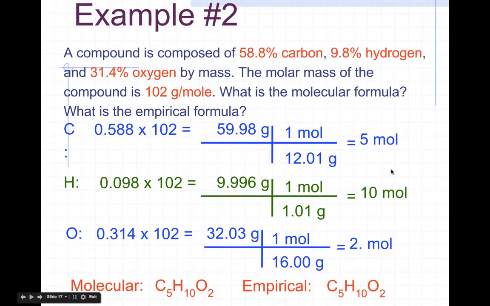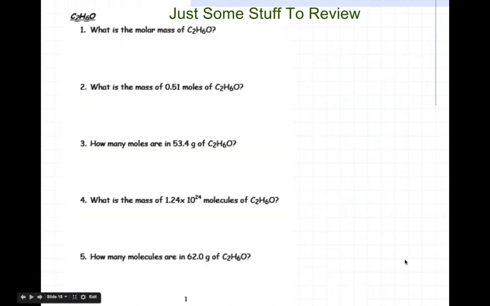The second example here, 58.8% carbon, 9.8% hydrogen, and 31.4% oxygen. Notice this 9.8 is 0.098 when I multiply through. I do my divisions, 5, 10, and 2. If I were to divide them all by 2, I'd get 1, I would get 5, and I would get 2.5, which means that is not a whole number. So this is the same again, molecular and empirical. So just some stuff to review.